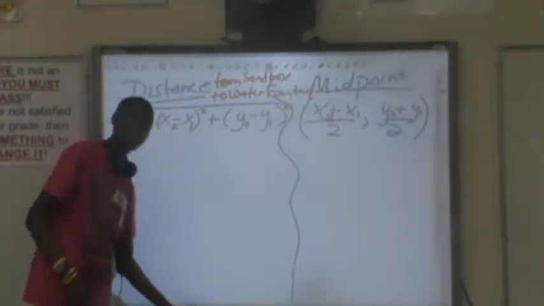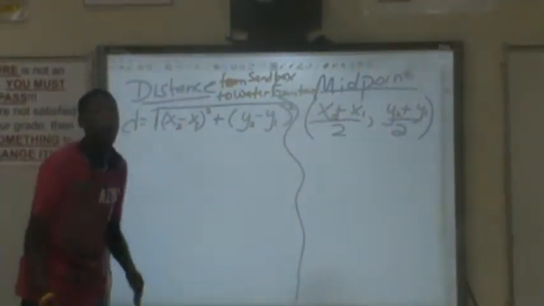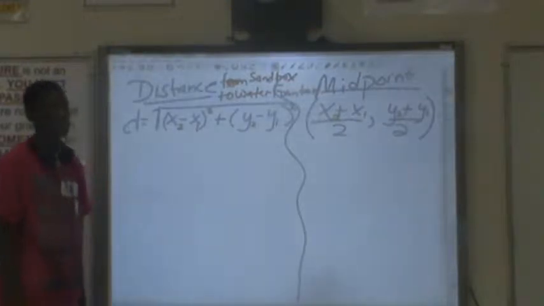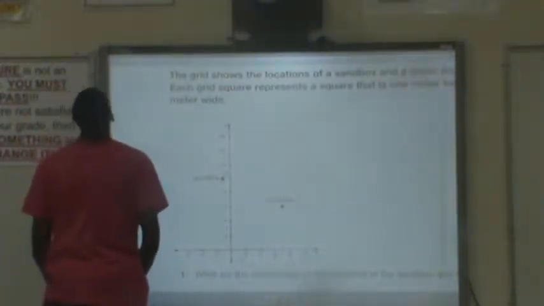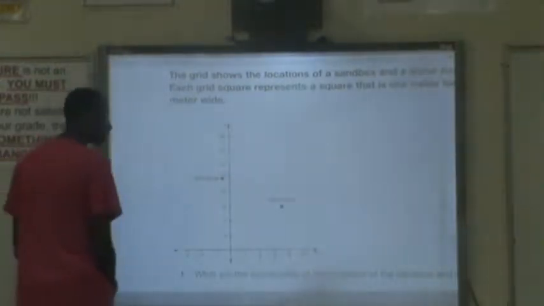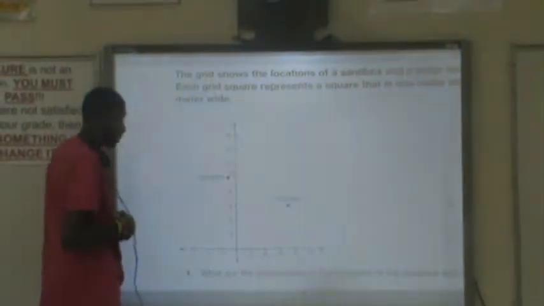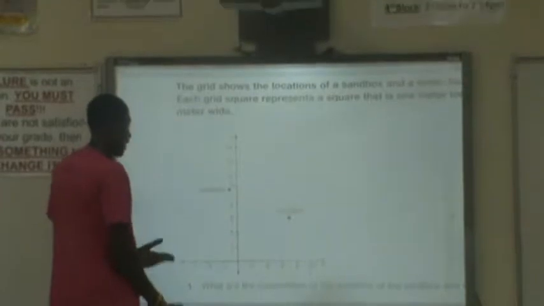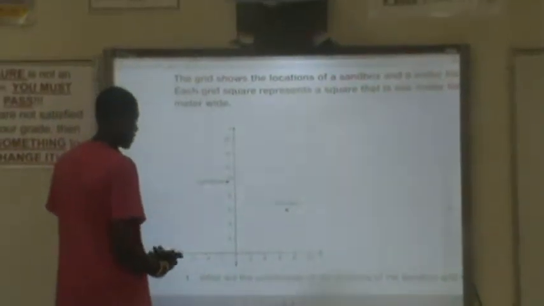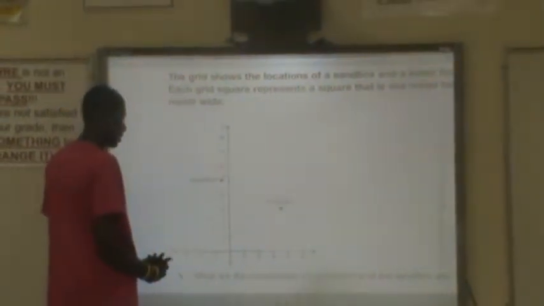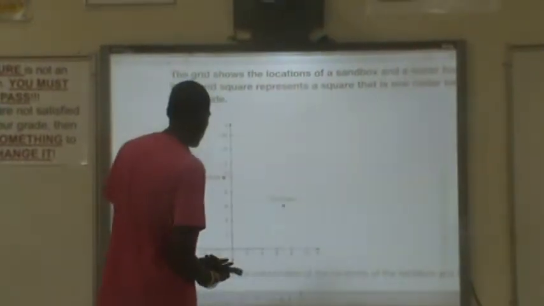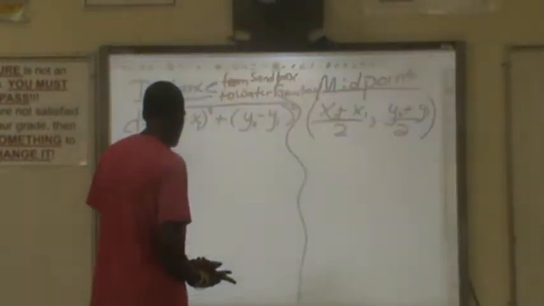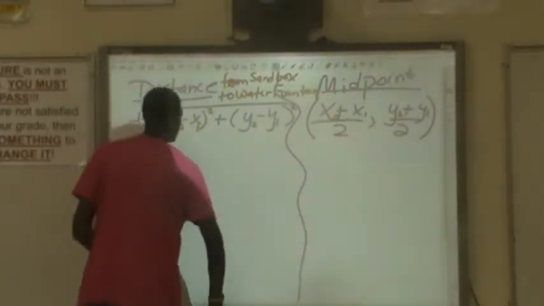I'll pull it up for him. And Jurian's going to tell us where the fountain and the sandbox are located. We're going to find the distance between these two coordinates. So where's the sandbox located, Jurian? -1 and 10. -1, 10 is correct. Where's the fountain located? 7 and 6. 7 and 6 is correct. He's going to put those two coordinates here.